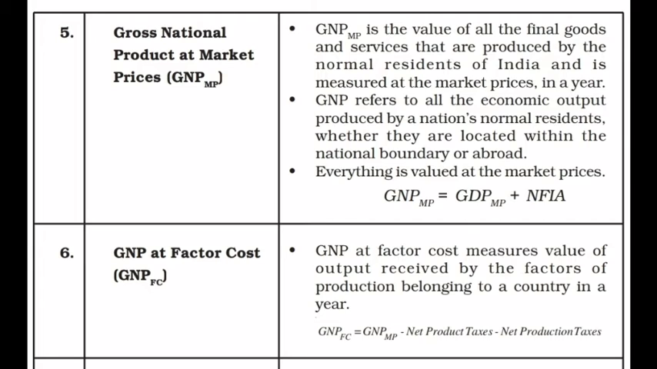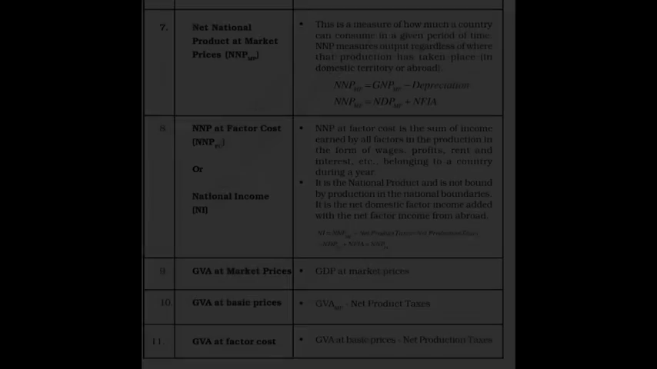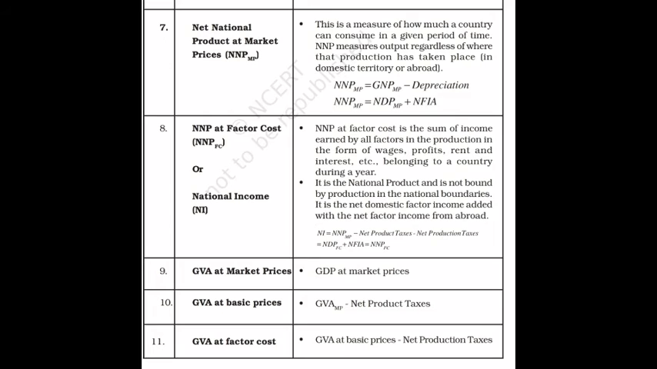At the same time, GDP is the difference between GNP and NFIA, that is GDP is equal to GNP minus NFIA. But GNP is equal to GDP plus NFIA, because GDP excludes net factor income from abroad. At the same time, GNP includes net factor income from abroad.